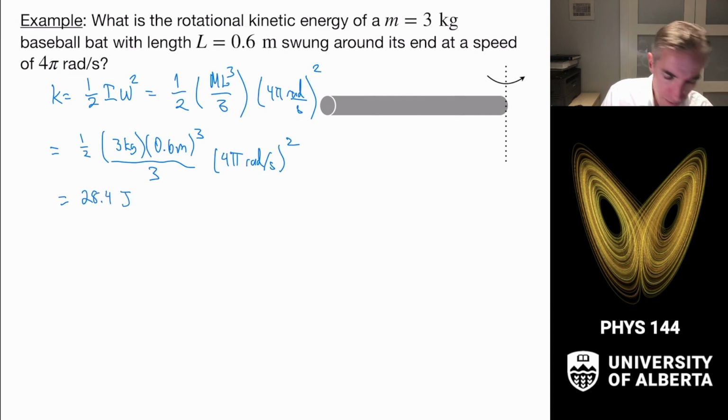And when we plug that into our calculator, we get an answer of 28.4 joules. So that gives us a tool to just legitimately calculate all the kinetic energies in our systems just by plugging in their mass properties and how fast they're spinning. And that gives us the kinetic energy of a rod or baseball bat or whatever object we want, as long as we know the moment of inertia.